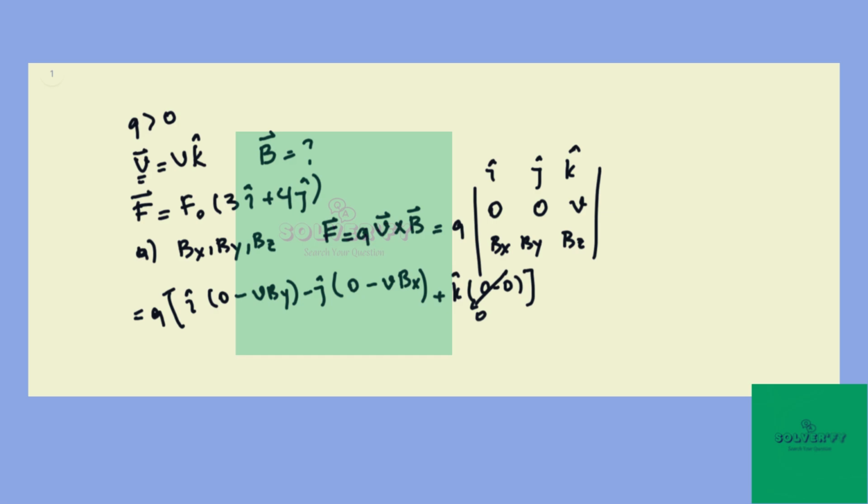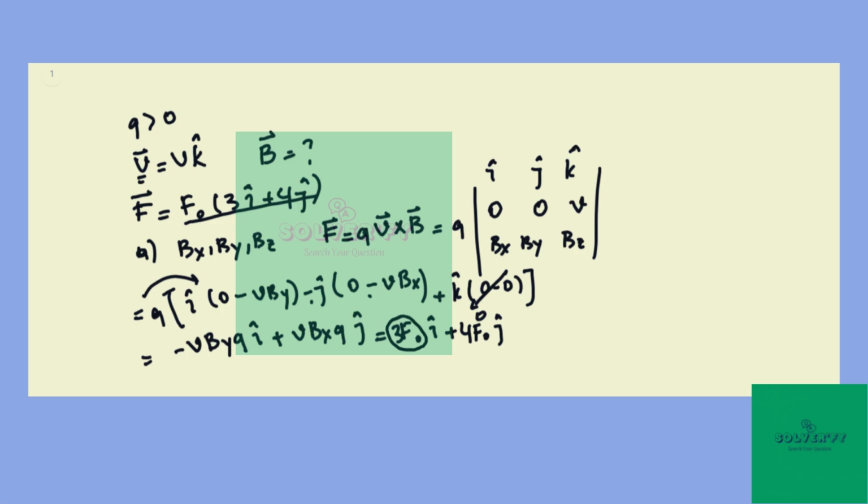So we don't have a z component here, as you can tell. Now, again, this is a force vector. If I just redistribute this Q, we have negative v By Q i hat as the first term. The second term has one negative here, one negative there, so it's positive v Bx Q j hat for our force. We know that this should be equal to the given force, 3F naught i hat plus 4F naught j hat.